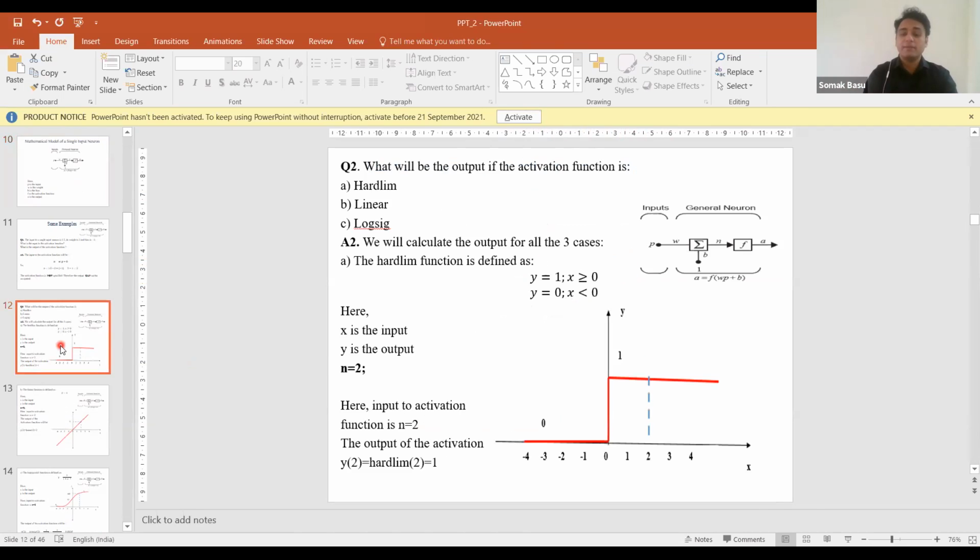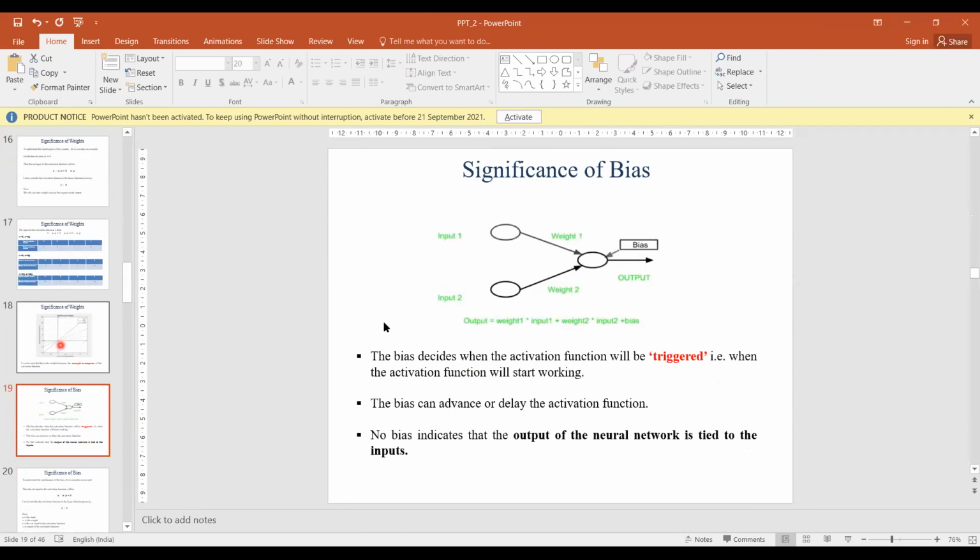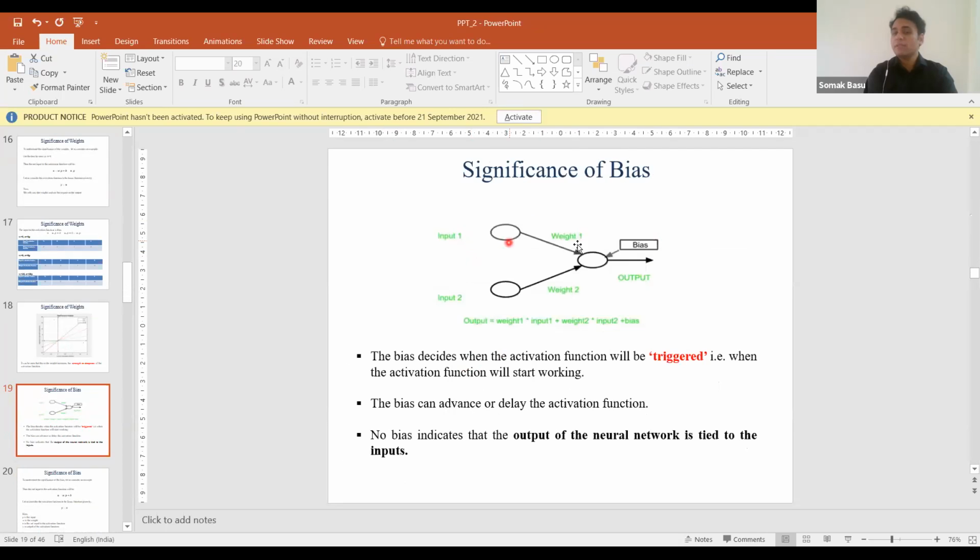Let me give you one example, then maybe you'll understand it more clearly. Say, this is input 1. It has got some importance weight, W1. This is input 2 and it has got some importance weight 2, W2. And this bias decides when the decision by the activation function will be taken, whether it will be taken immediately or whether it will be taken a little later. So when the activation function will be triggered is governed by the bias.